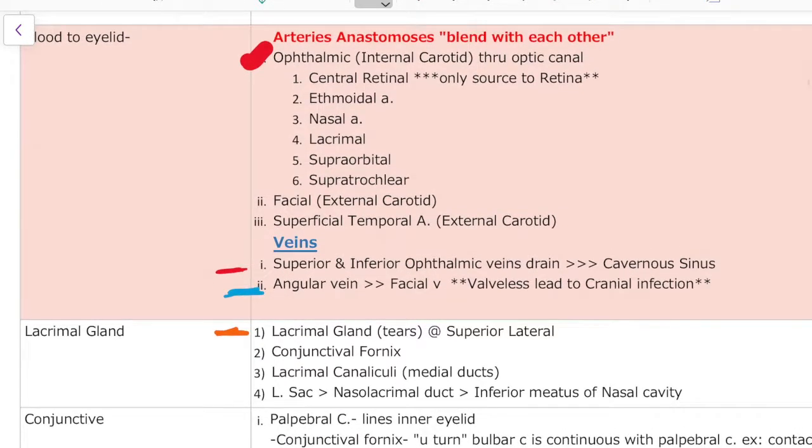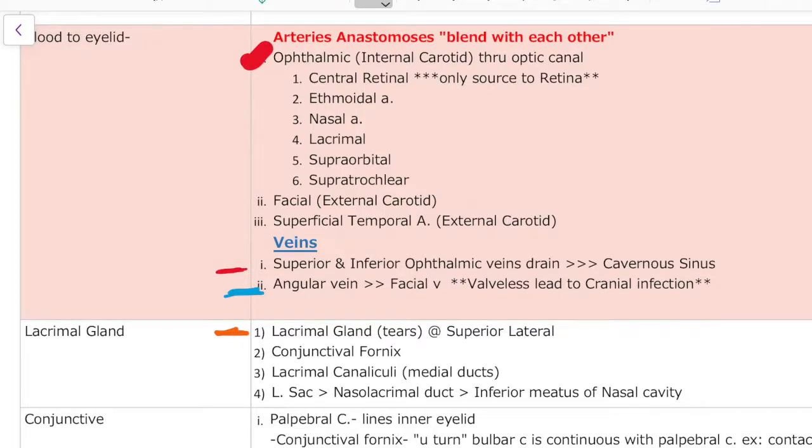Next, we have to talk about the gland. So we have the lacrimal gland, which is very superior and lateral to the eyelid, and it will drain into the nose. So it travels from the lateral side of the eye towards the medial and down into the nose.